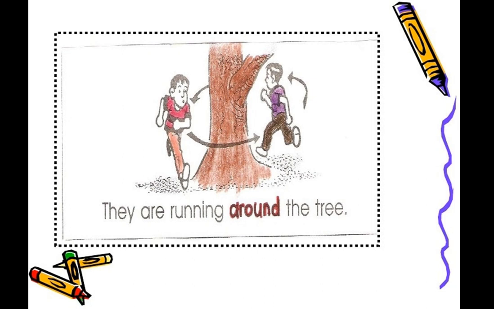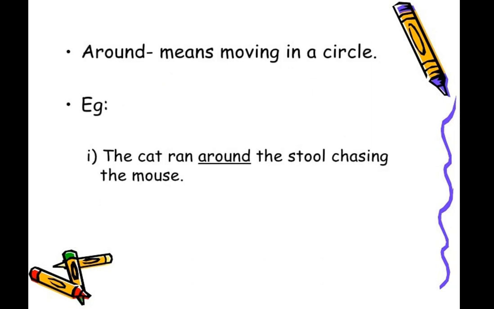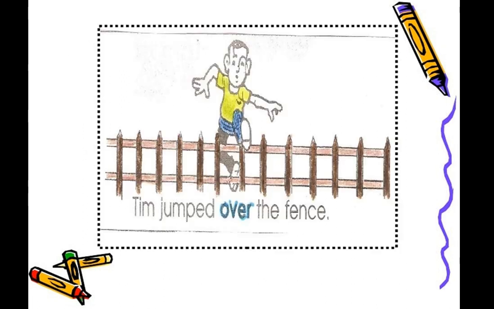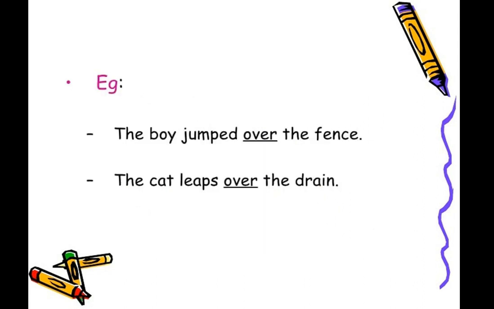They are running around the tree. So around means moving in a circle. For example, the cat ran around the stool chasing the mouse. The boy jumped over the fence. The cat leaps over the drain.